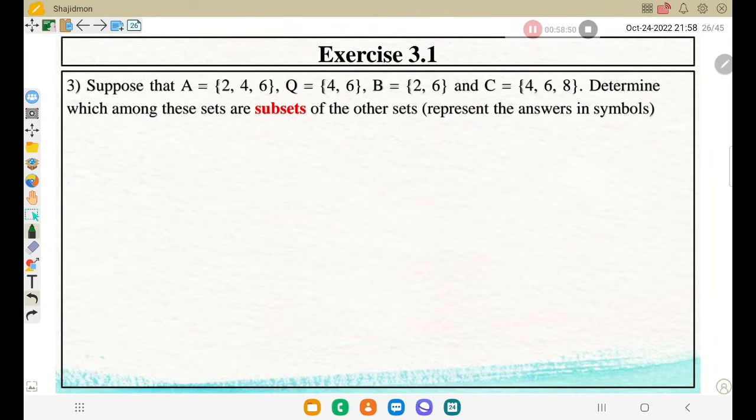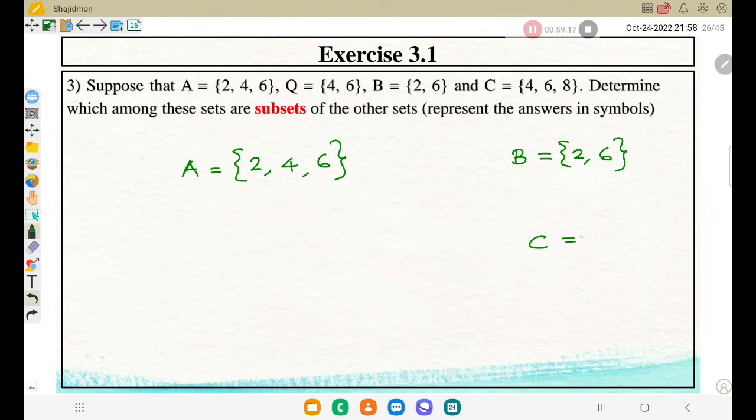Suppose that A equals, this is exercise 3.1, question number 3. Questions 1 and 2 we already did. Suppose that A equals the set 2, 4, 6. A set is 2, 4, 6. B is the set 2, 6. And what is the C set? C equals the set 4, 6, 8. And Q is the set 4, 6. Four sets are given, correct?